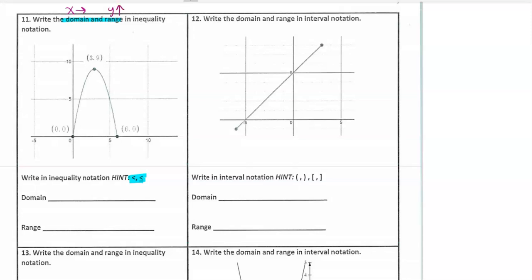So looking at the x values from left to right, what is our lowest x value of this graph? It's going to begin right here at 0. Now our second question is, is there a hole or gap here at 0? No, it's a closed circle, so we use a bracket. As the x values increase, what is the highest x value of our graph? It is right here at 6. And it is a closed circle, so again we use a bracket.